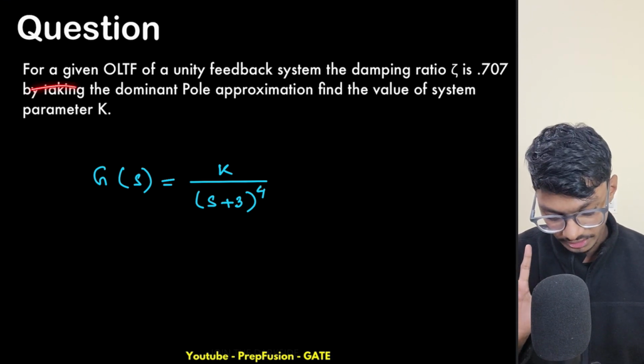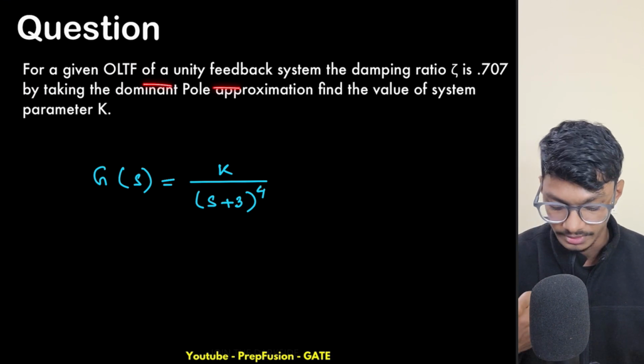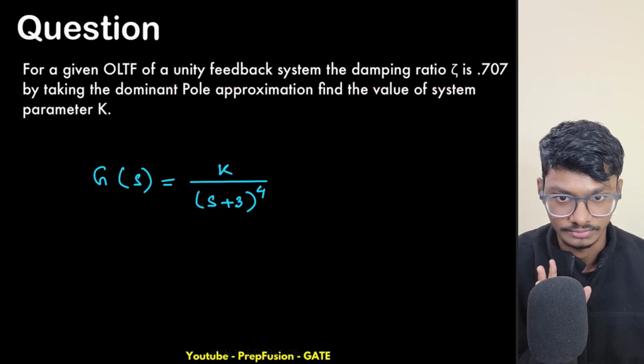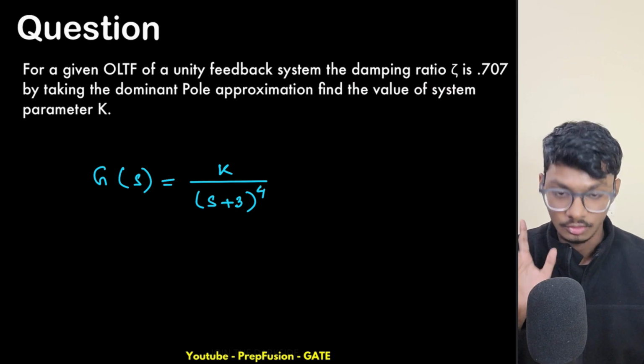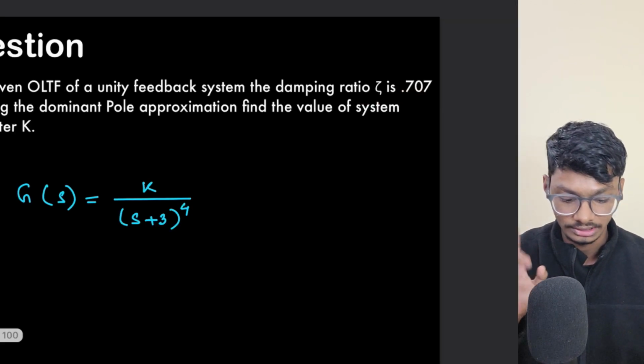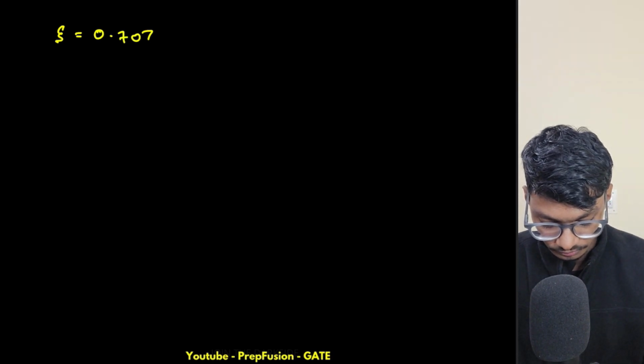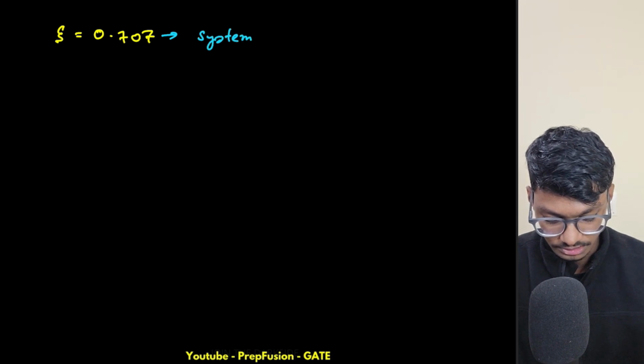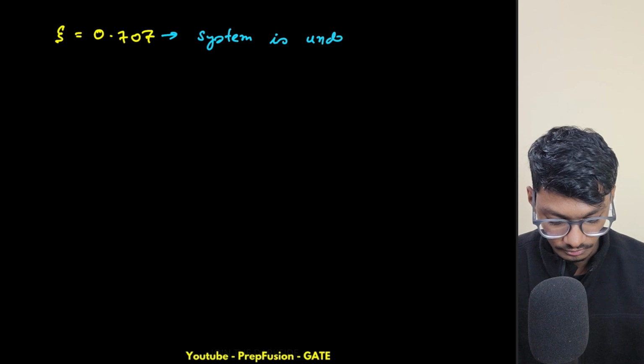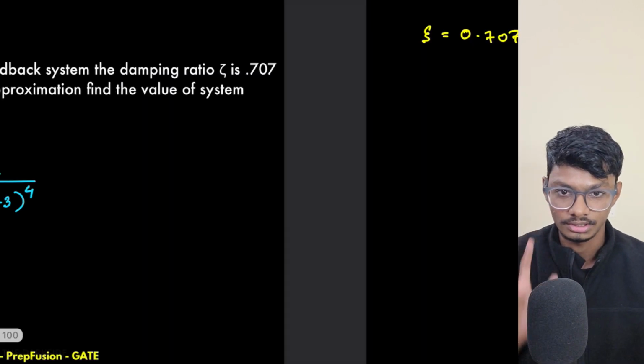The question states that for a given OLTF of a unity feedback system, the damping ratio zeta is 0.707. So at the instant when the question mentions the damping ratio, you know that this is an underdamped system. So the things you should decode from the question: zeta is given, zeta given 0.707. That means the system is underdamped, that is for sure. These two pieces of information I get, and I am also getting another one, but I will tell it later.